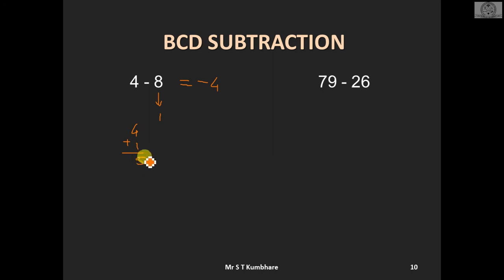I will get 5. But since carry is not generated, I have to find the ninth complement of this 5 also. So the ninth complement of 5 is 9 minus 5, which is 4. Since we have found the ninth complement of the result, the answer is minus 4. A similar thing we'll do with this.